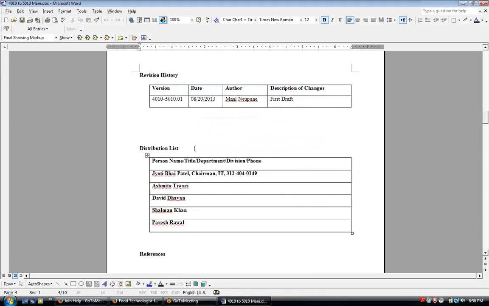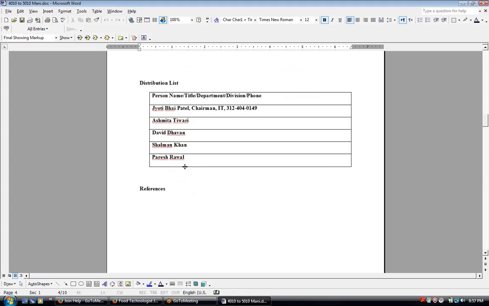This is just a distribution list about who else this document is being shared with, so for inputs and things like that. I think it would be the stakeholders or the people working with these documents.